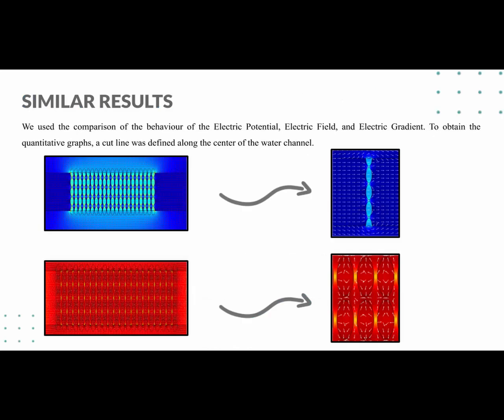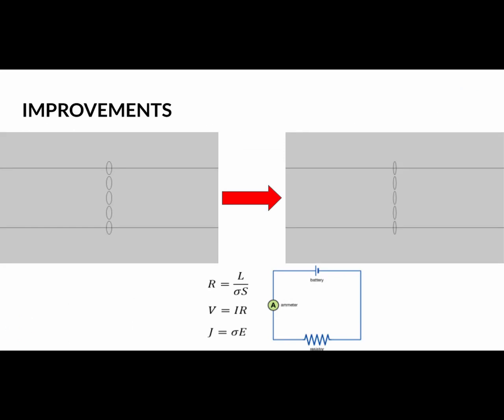After meshing our system, we got similar results. We simulated and we got the electric potential, the electric field, and the electric gradient. We can observe the direction of the electric field, and this is similar to the other results. We made some changes in our project. We changed the airflow in the column.